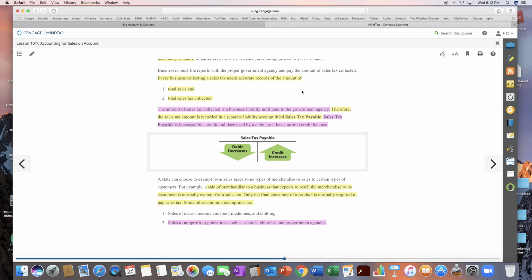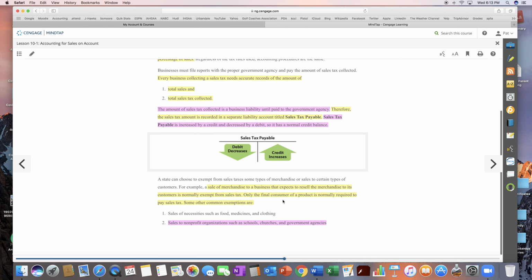So when you see this on a test question, "Sales tax is an asset": false. "Sales tax is a liability until you pay the government": true. All right, so the sales tax amount is recorded in a separate liability, just like accounts payable. Sales tax payable is a new account with a credit balance.